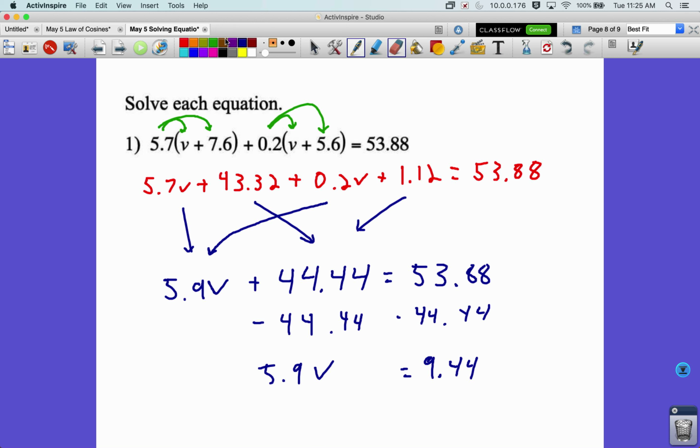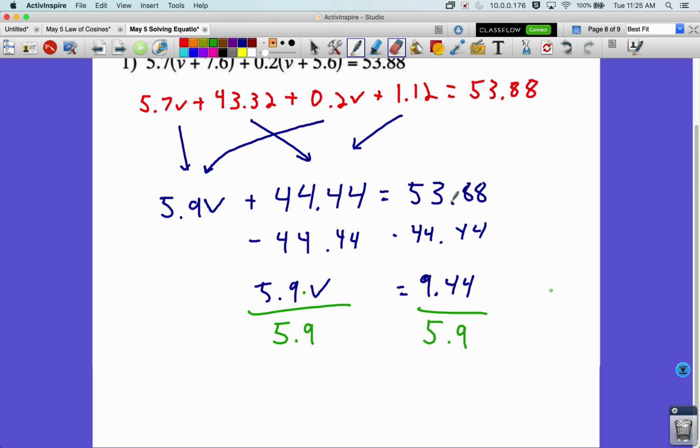5.9v. Now I have to ask, what is the hidden operation here? It's multiplication. I undo that with division. I divide both sides by 5.9. Whatever I do to one side, I do to the other. And now at last, v is by itself. V equals 9.44 divided by 5.9, 1.6. All right, time to double check.